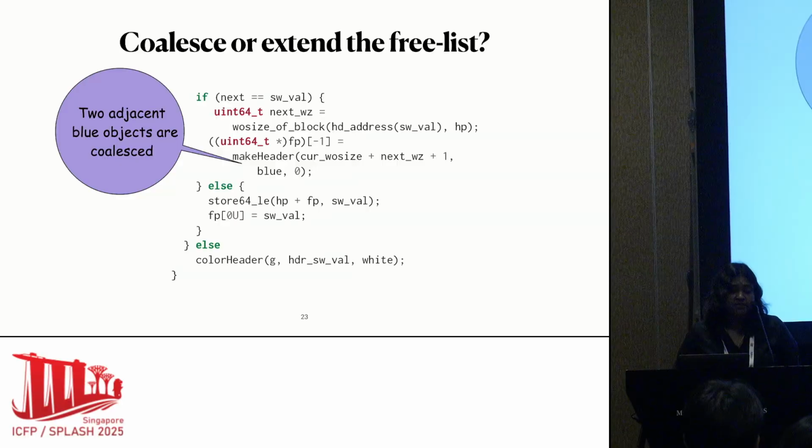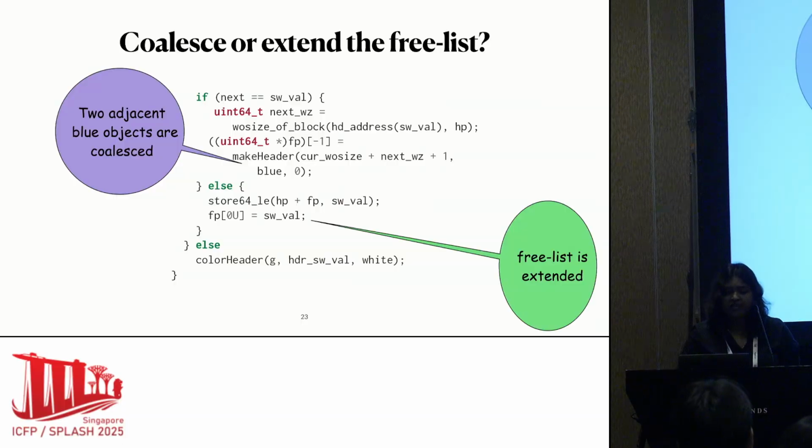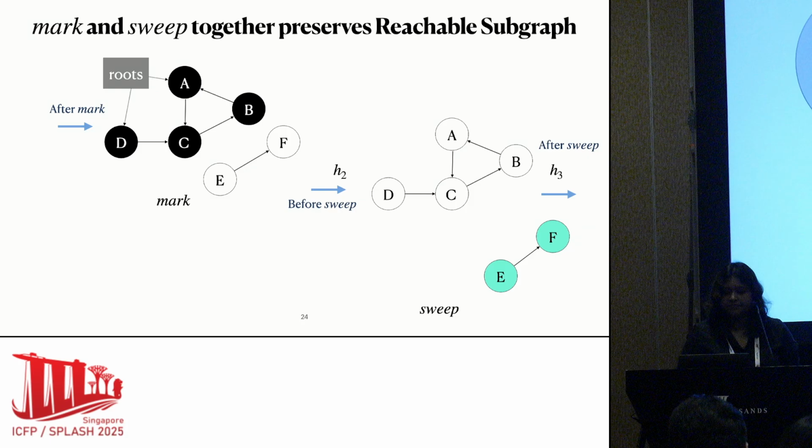So whether to extend the free list or coalesce, this decision depends upon whether the newly created blue object resides next to the free list pointer or not. If it resides next to the free list pointer, we will coalesce the adjacent blue objects together. Otherwise, we will just extend the free list. We just add the newly found blue object to the end of the free list.